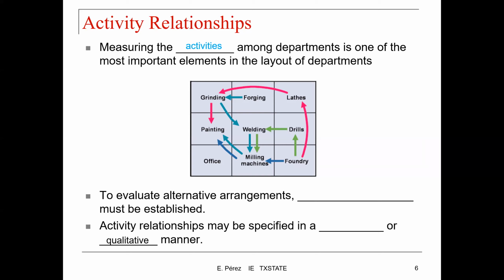So to evaluate alternative arrangements, activity relationships must be established. Activity relationships may be specified in a quantitative or qualitative manner. So we can use numbers or we can use qualitative elements to specify the relationship between those 2, 3, or I don't know how many departments, depending on the layout that we are designing.